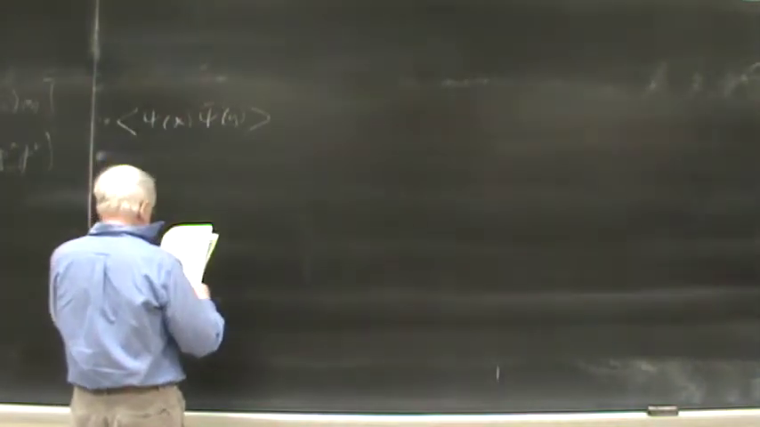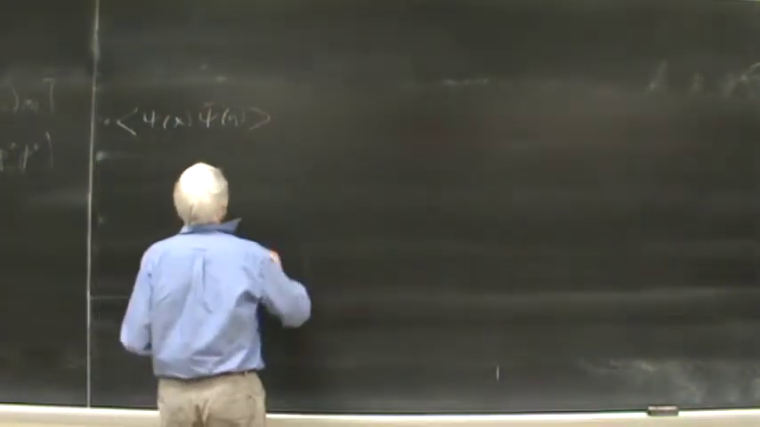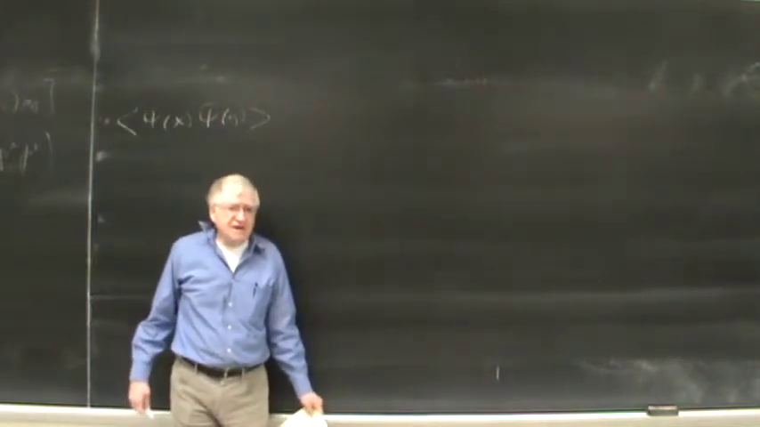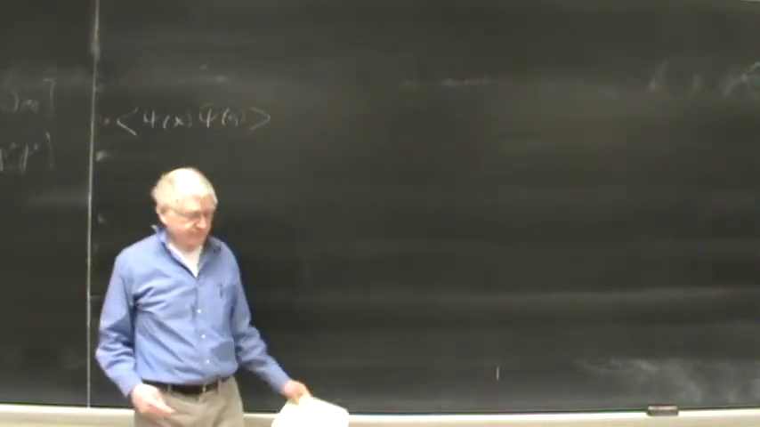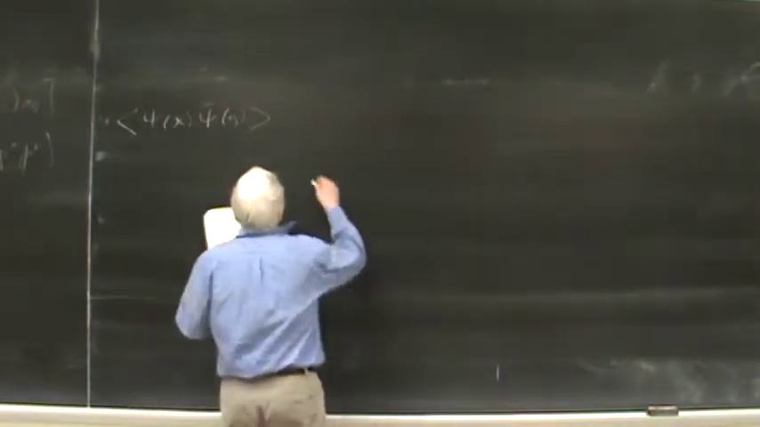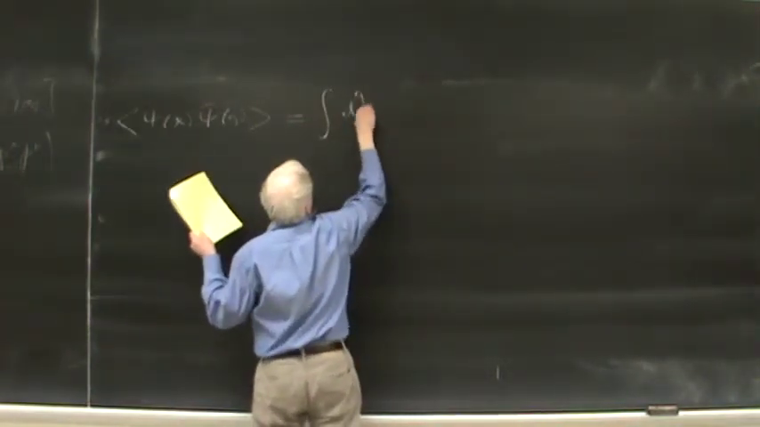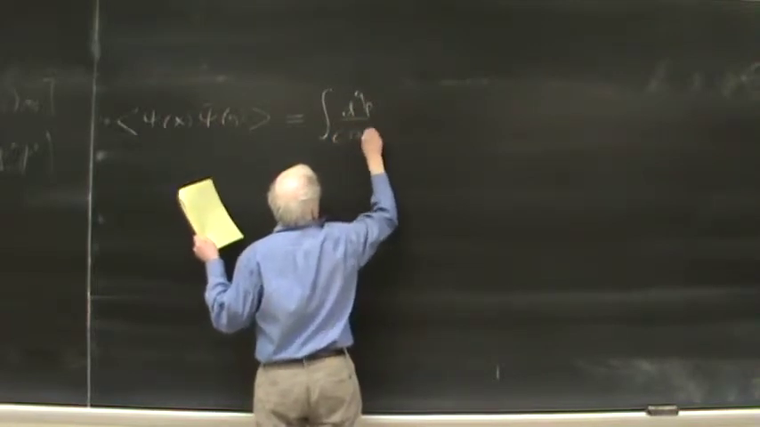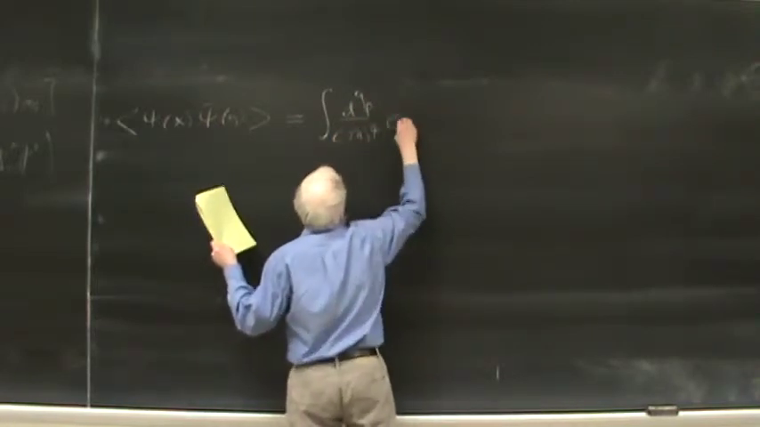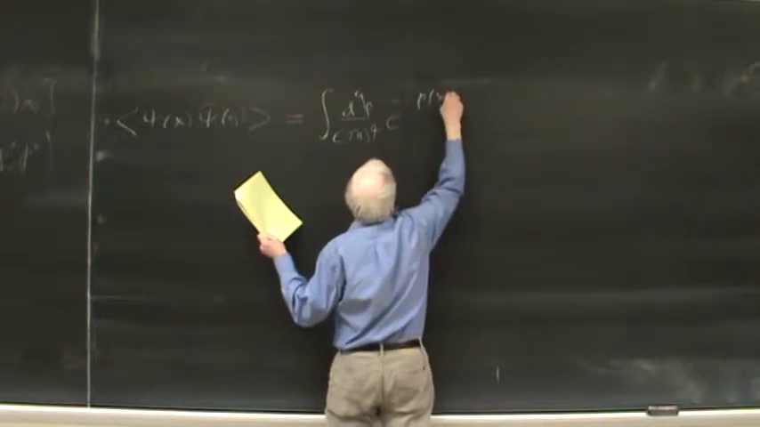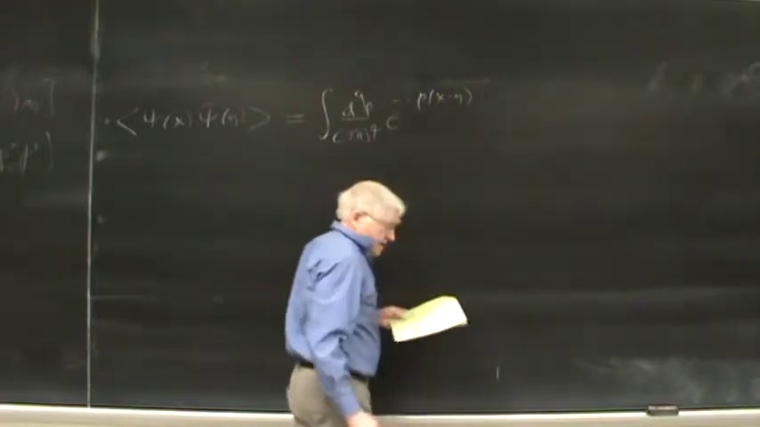Okay, anyway, back to the electron propagator. Remember, this thing is shorthand for the mean value in the vacuum of the time-ordered product. And we're going to say this is an integral d^4p over (2π)^4, e^{-ip(x-y)}.